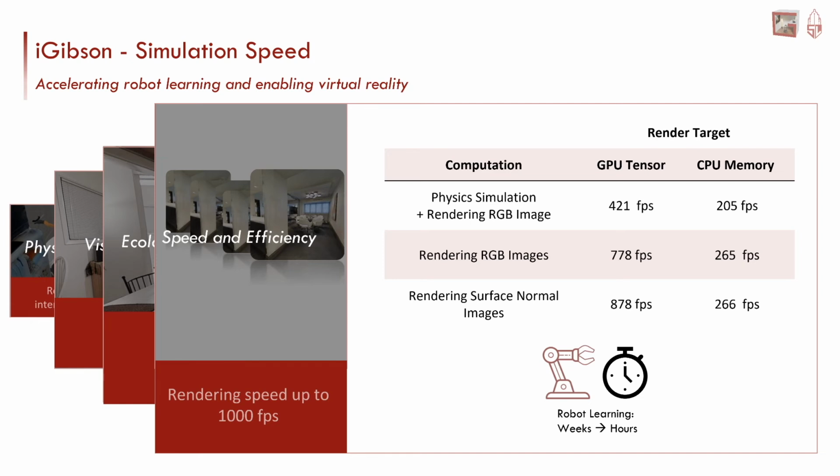Finally, we still want iGibson to render very fast. Our rendering engine is actually very efficient. It can render up to 1,000 frames per second. This will accelerate robot learning. Previously it would take days or weeks. Now it could just take hours or overnight.